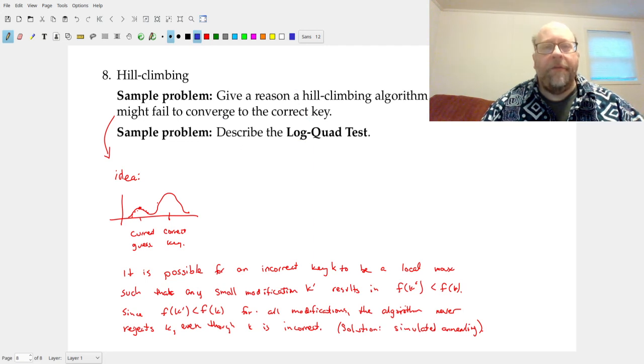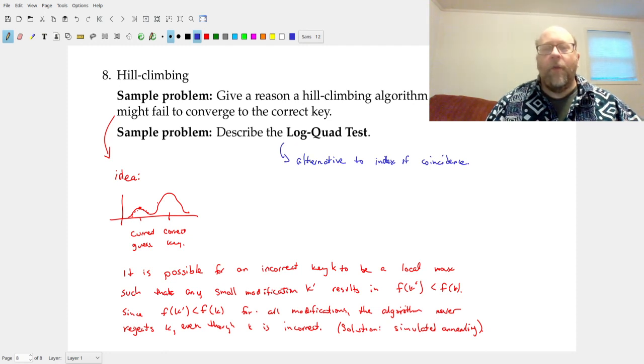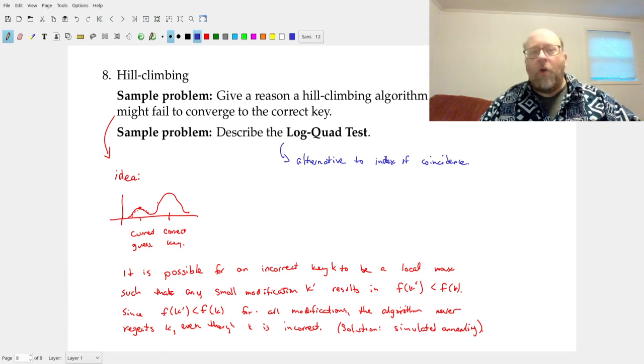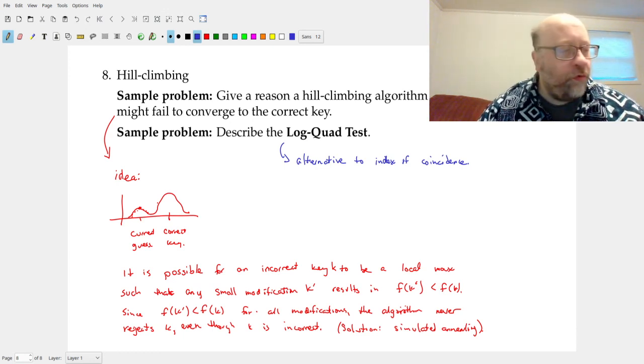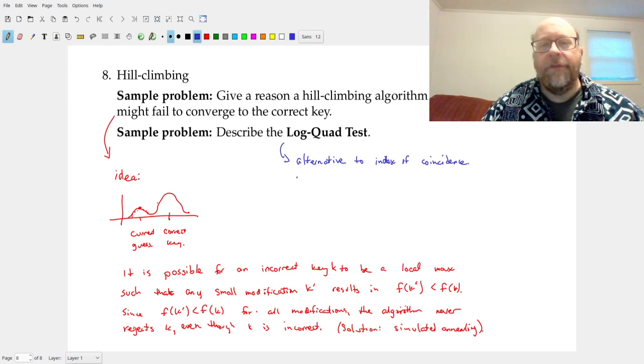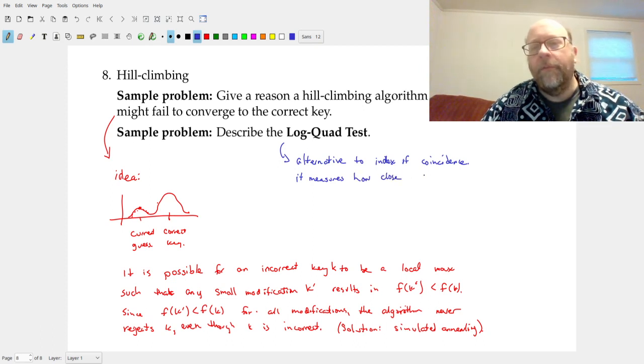And then the second part of the question is to describe the log quad test. So the idea here is that the log quad test is an alternative to the index of coincidence. It is a measurement that we can use to compare how close a sample of text is to true English.